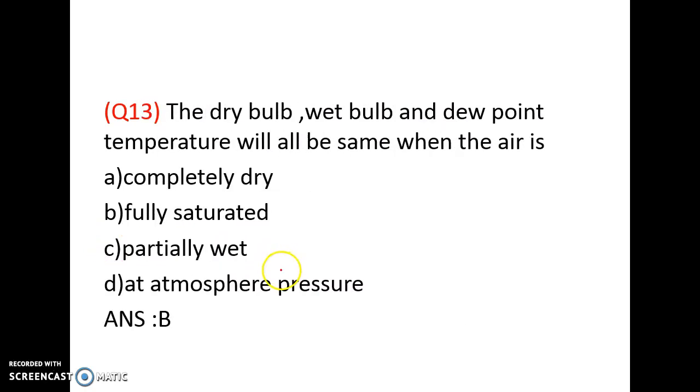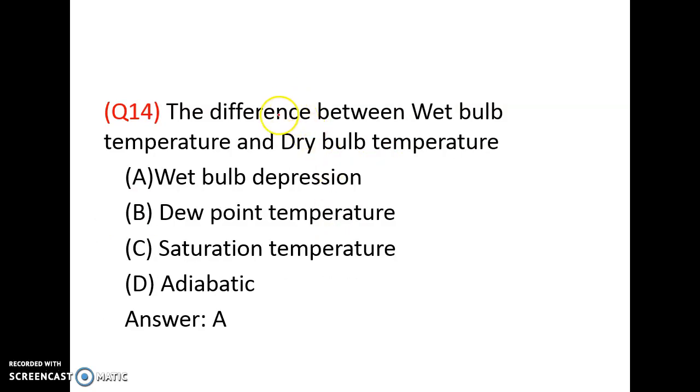The dry bulb temperature, wet bulb temperature and dew point temperature will be the same when the air is fully saturated. For saturated air at 100% relative humidity, dry bulb, wet bulb and dew point temperatures are all the same. The difference between wet bulb temperature and dry bulb temperature is called the wet bulb depression.